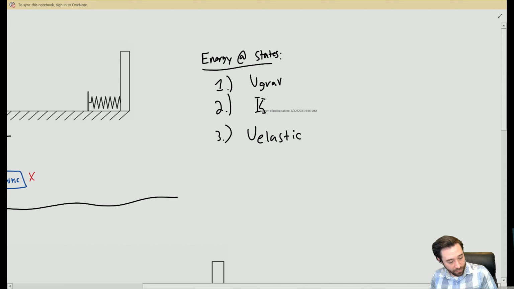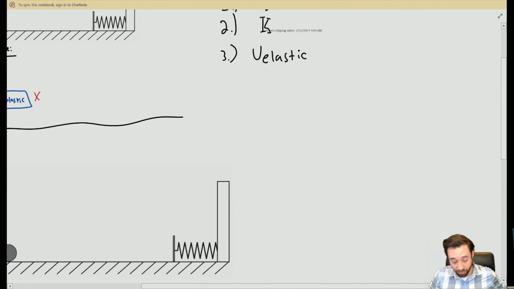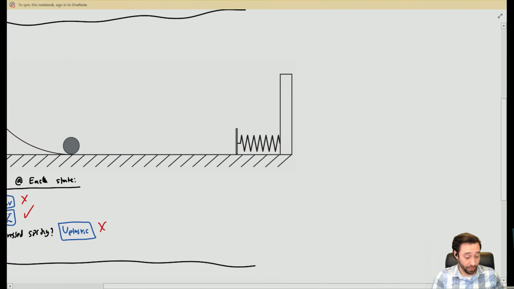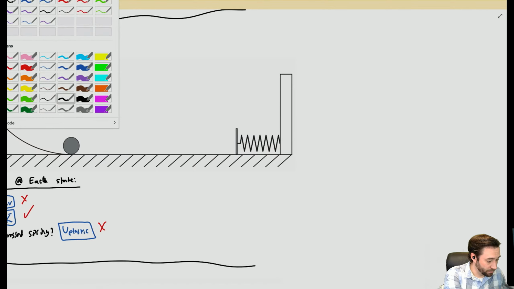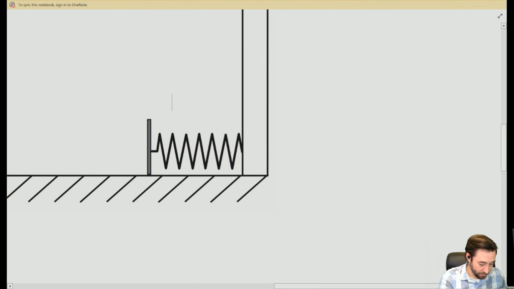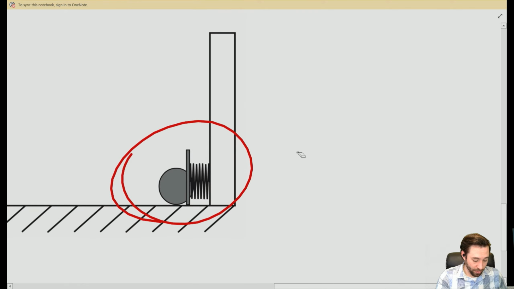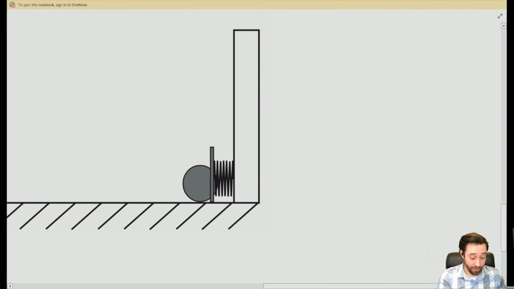Okay. So, just as a reminder, the original length of the spring, so this length here, this is called the rest length. Let me do a different color. So the length from here to here, this is the rest length. Okay. Now, when I go down to state 3, you'll notice that it is now compressed.